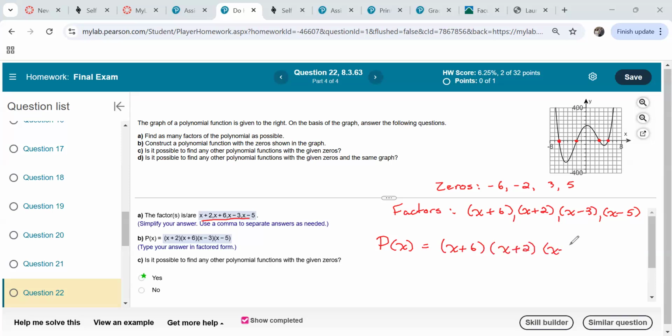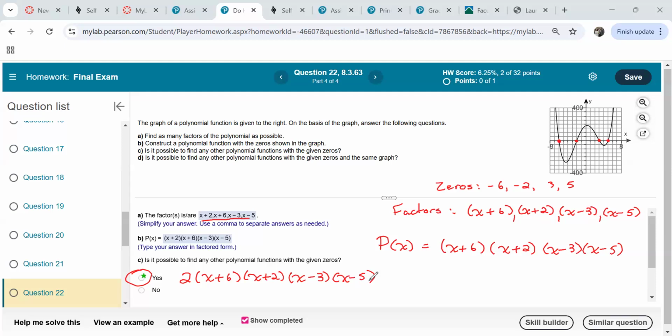So I just set them up like this. In this question, we don't have to do more than that. Okay, so is it possible to find another polynomial with the given zeros? Yes, because I could just have 2, x plus 6, x plus 2, x minus 3, and x minus 5, and I'd have those same zeros.